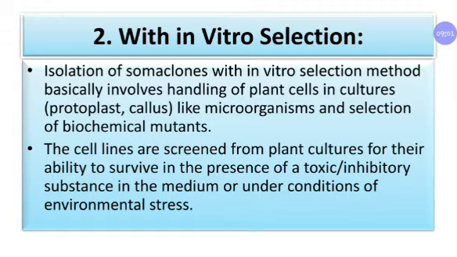With in vitro selection, it involves handling of plant cells in cultures like microorganisms and selection of biochemical mutants. The main difference with in vitro selection is that we introduce a selective medium in the culture. The cell lines are screened from the plant cultures for their ability to survive in the presence of this selective medium, which can be a toxic or inhibitory substance or under conditions of environmental stress.